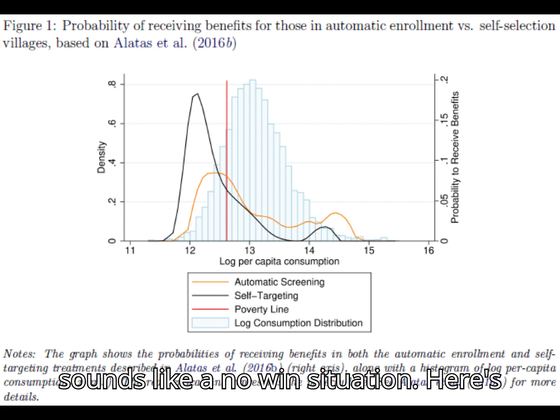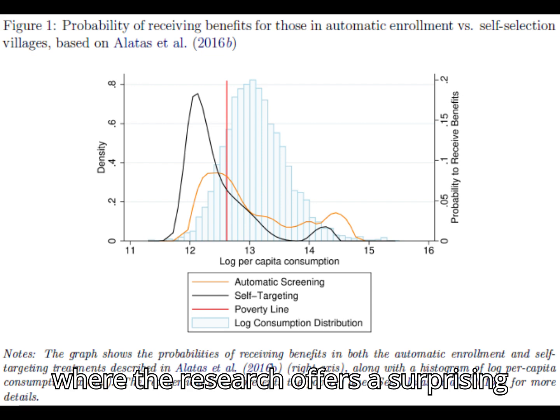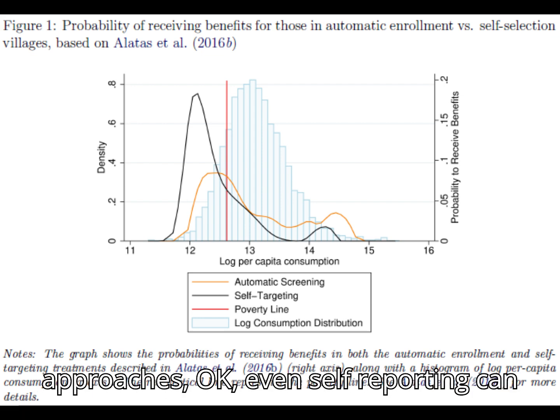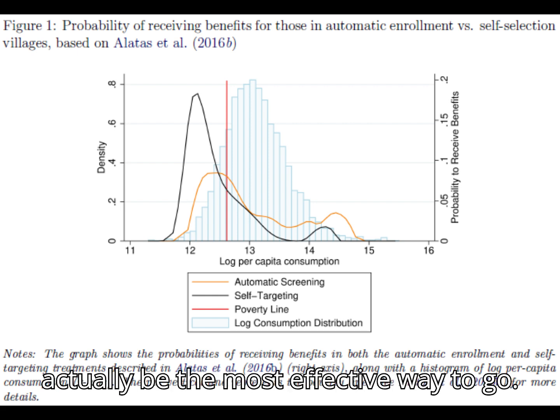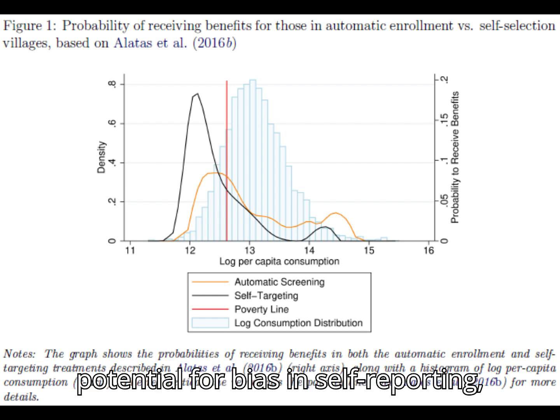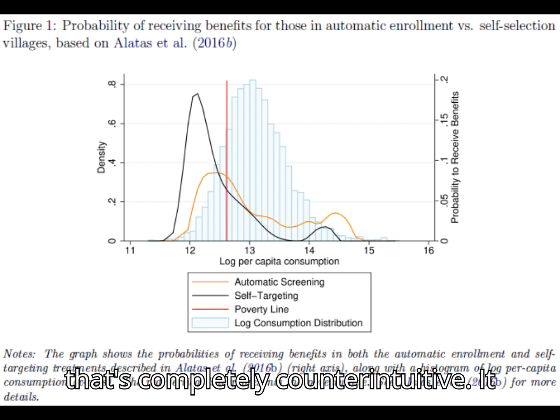It sounds like a no-win situation. Well, here's where the research offers a surprising insight. Using a combination of these approaches, even self-reporting can actually be the most effective way to go. Wait, really? Even with the potential for bias in self-reporting, that's completely counterintuitive.